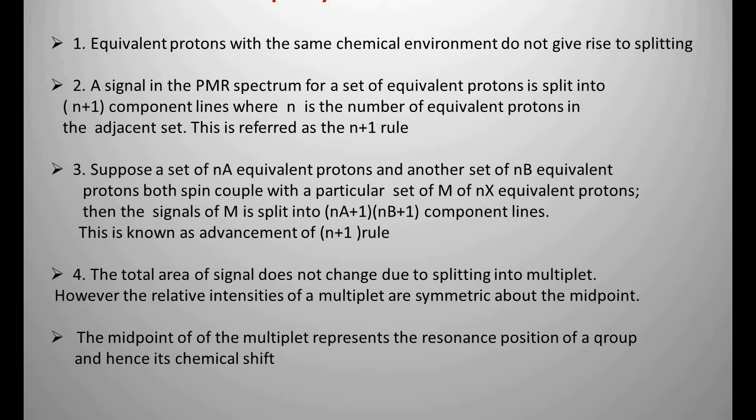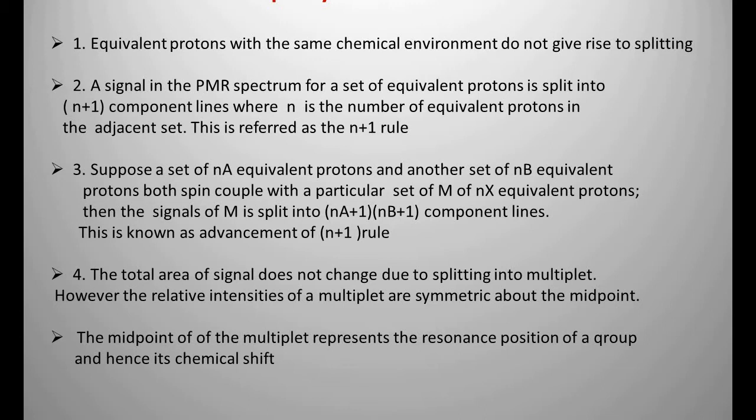Then the signal of the middle M proton is split into (Na+1) times (Nb+1) component lines. This is known as the advancement of the n+1 rule. This is the second rule. So the first is the n+1 rule, which says about the splitting, and the second is the advancement of the n+1 rule, which also says about the splitting.